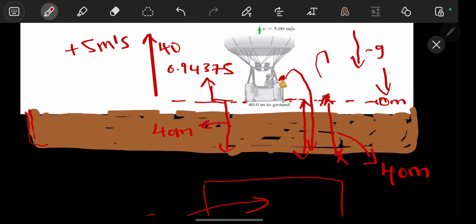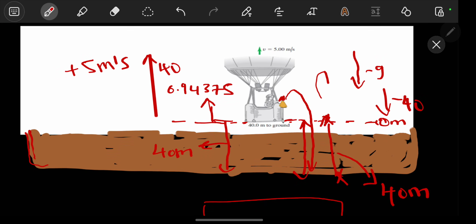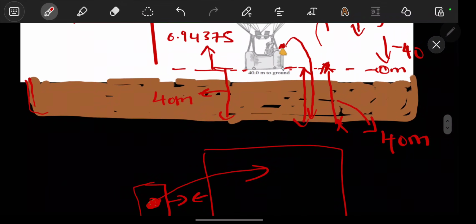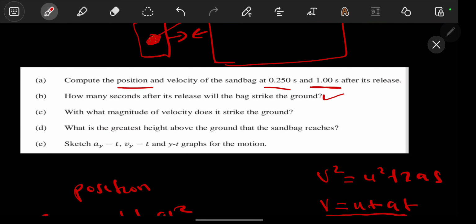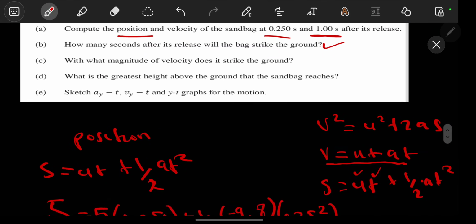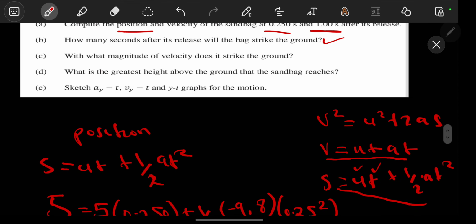That's how come our gravity is negative. So instead of saying 40, we shall say negative 40. Now we want to find out what time it will take. To find the time, we are going to use this equation. Since we don't have the final velocity, we can use this equation. We have the displacement, we have u, we don't have t, we have our a.